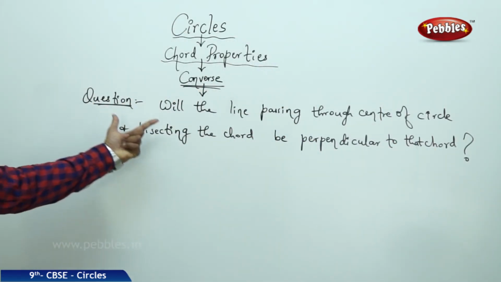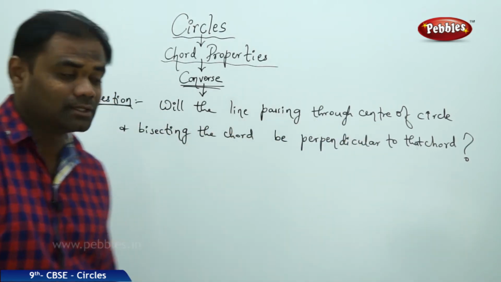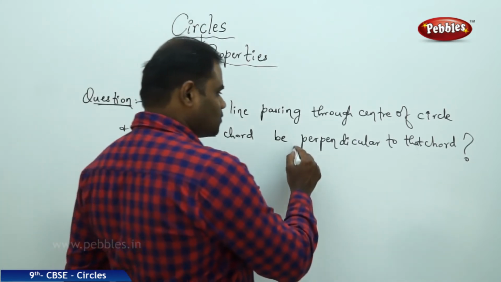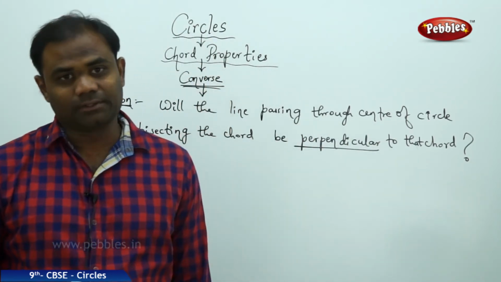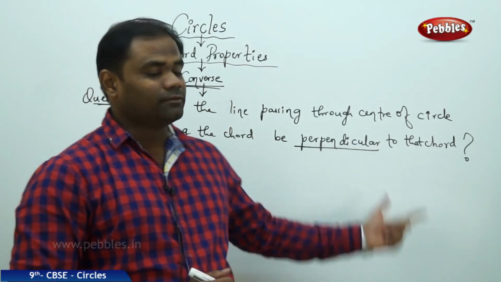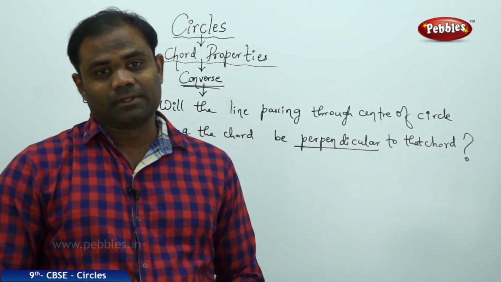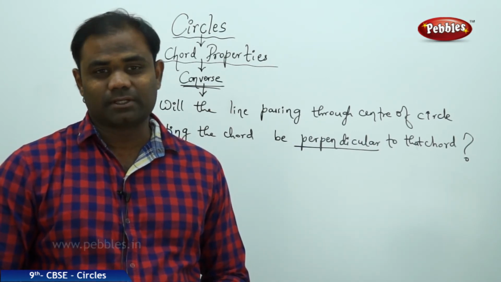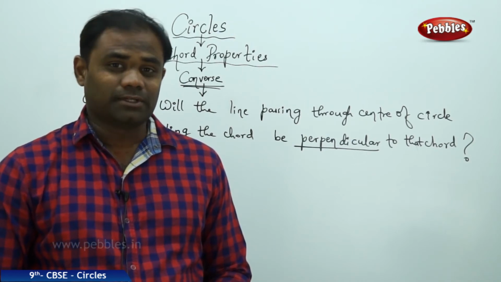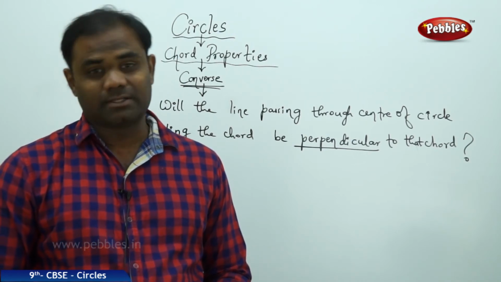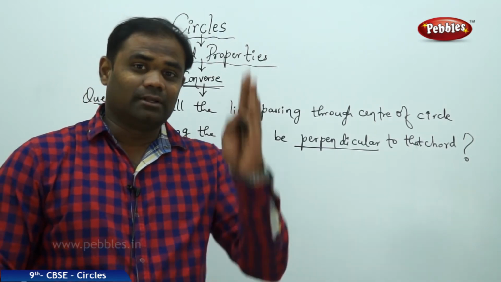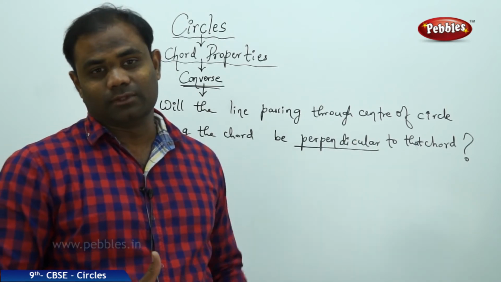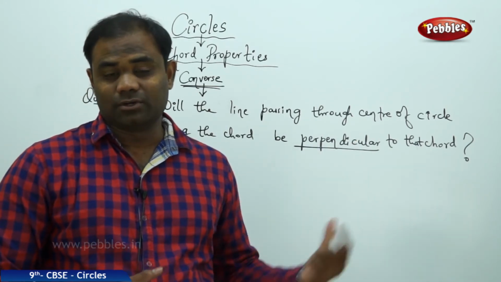So the question here is, will the line passing through center of circle and bisecting the chord be perpendicular to that chord? So this is what is the center of attraction in the converse. So let's see if it makes perpendicular. This is the converse of the previous statement. Perpendicular line passing through center bisects the chord. But what if a chord passing through center and bisecting the chord, will it make the line to be perpendicular to the chord? Is what is the investigation in the converse. So let's see if this holds true.